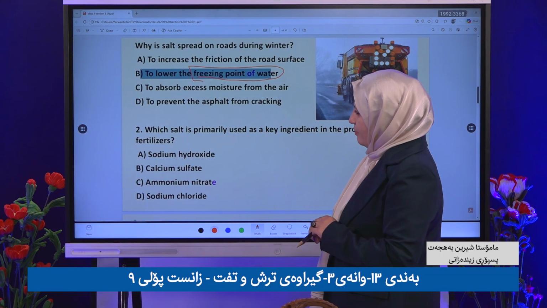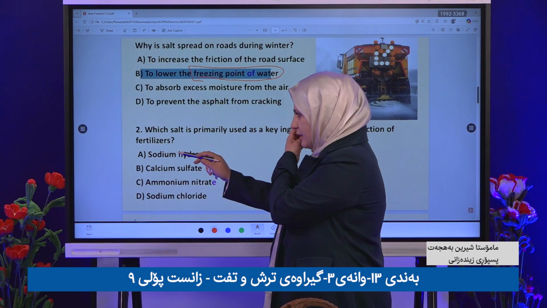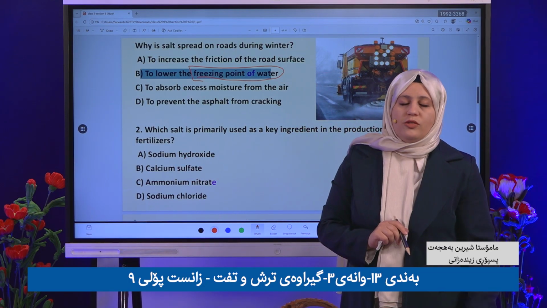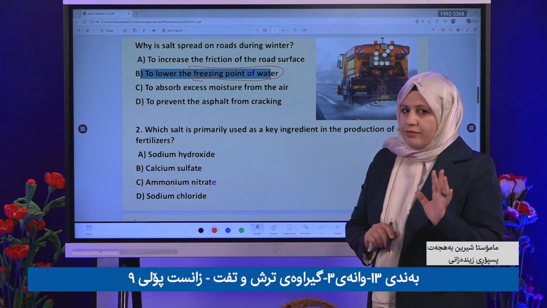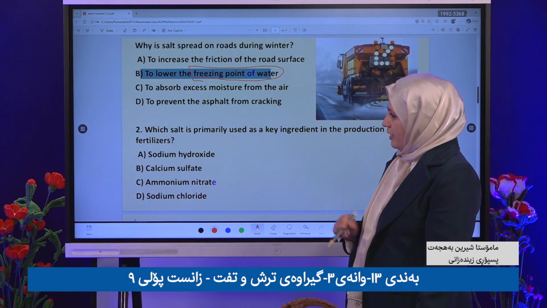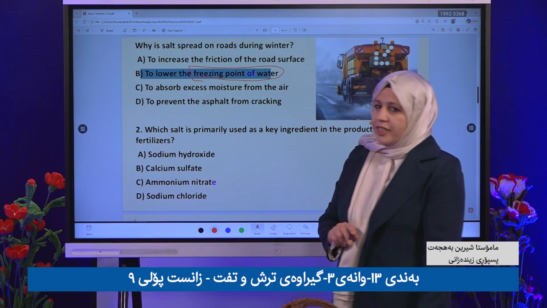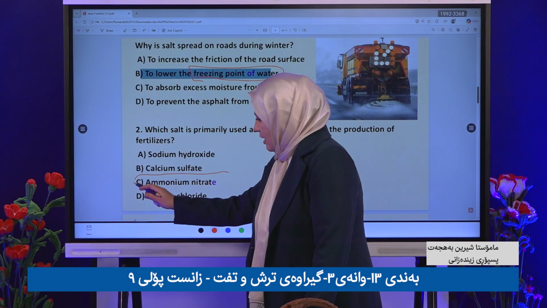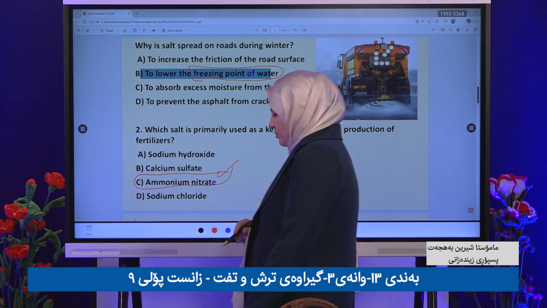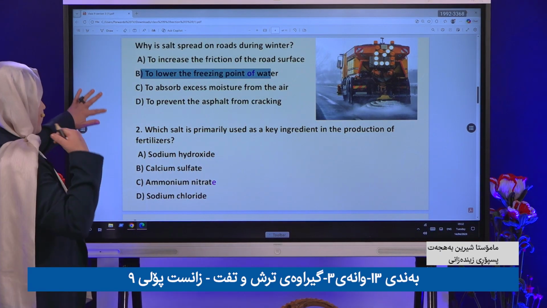Clear? Number 2, which salt is primarily used in the production of fertilizer? Which one? Sodium hydroxide, as I mentioned, you should memorize the names very carefully, okay? Sodium hydroxide, or calcium sulfate, or ammonium nitrate. Of course, ammonium nitrate is the correct answer. Clear? Okay.